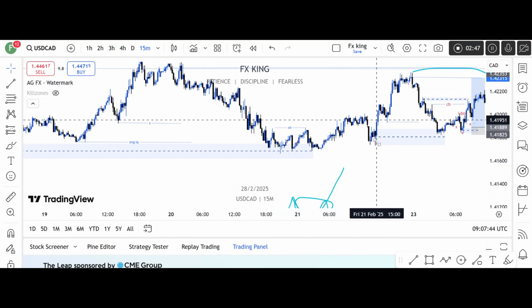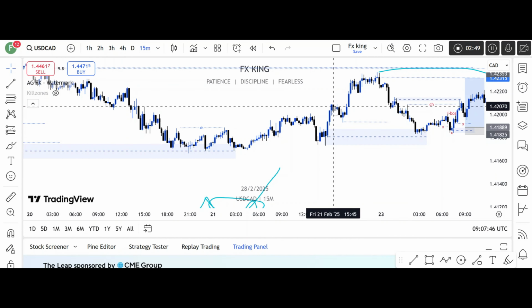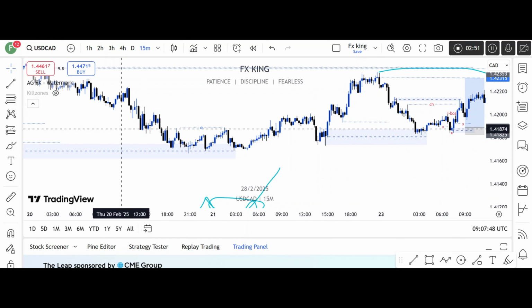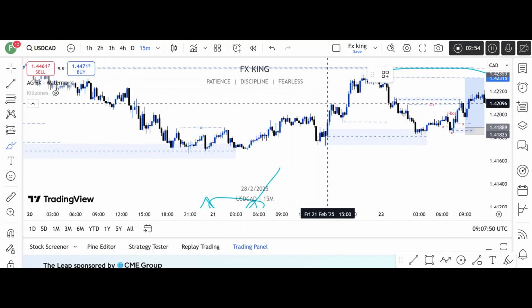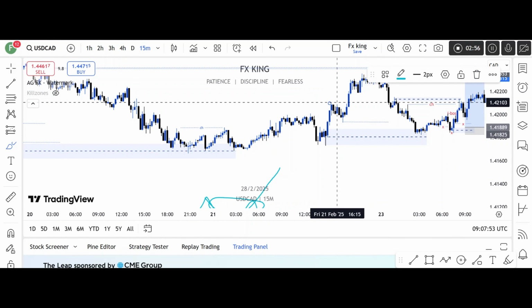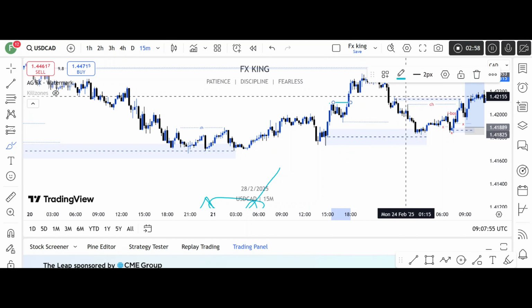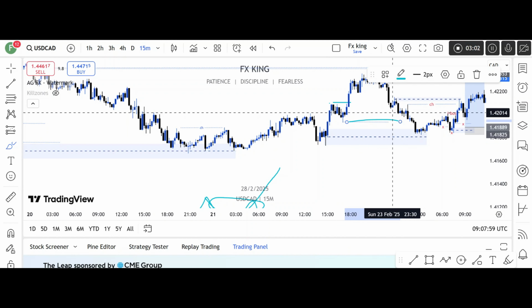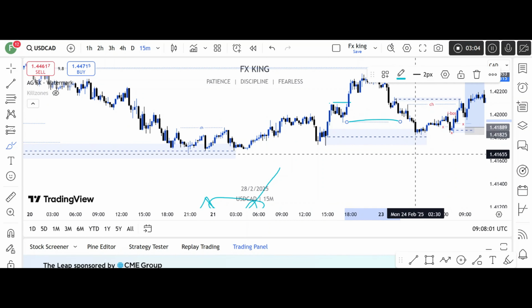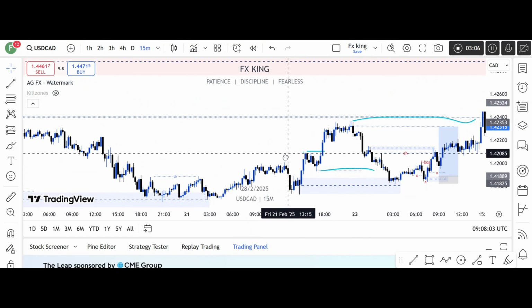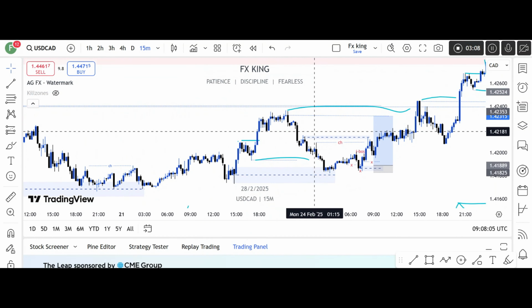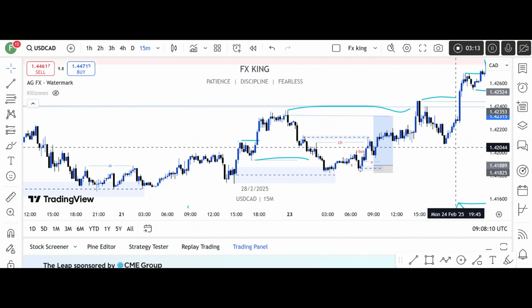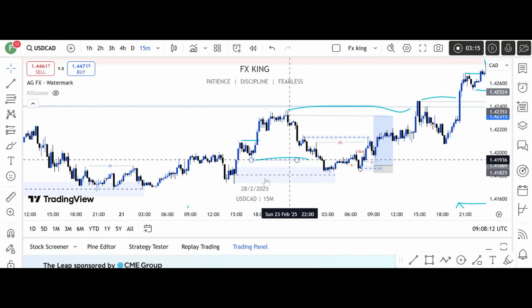Like for instance, you see another one here, that's a valid pullback. If you mark that as a break of structure, you mark this as a break of structure. When the market comes here, now you mark this as a change of characters. You fall for this trap now here. And when the market pushes up to this zone, you are looking to sell, and the market just fakes out and continues to the upside.